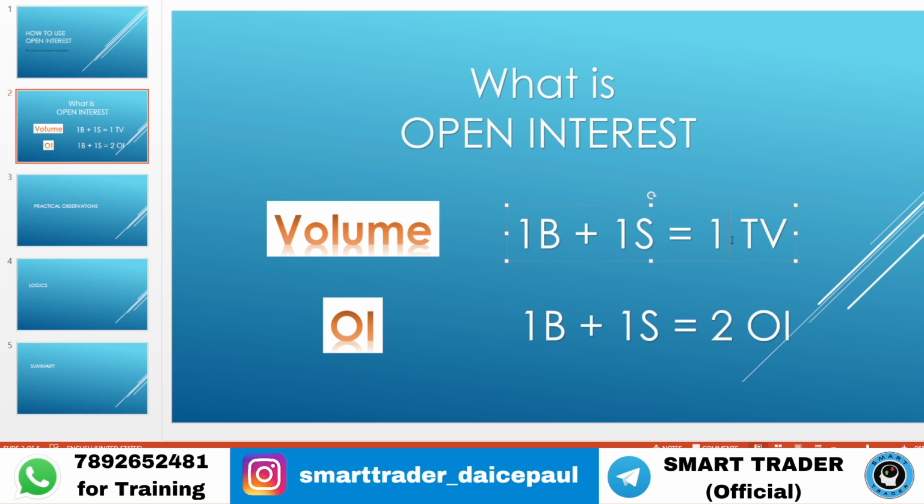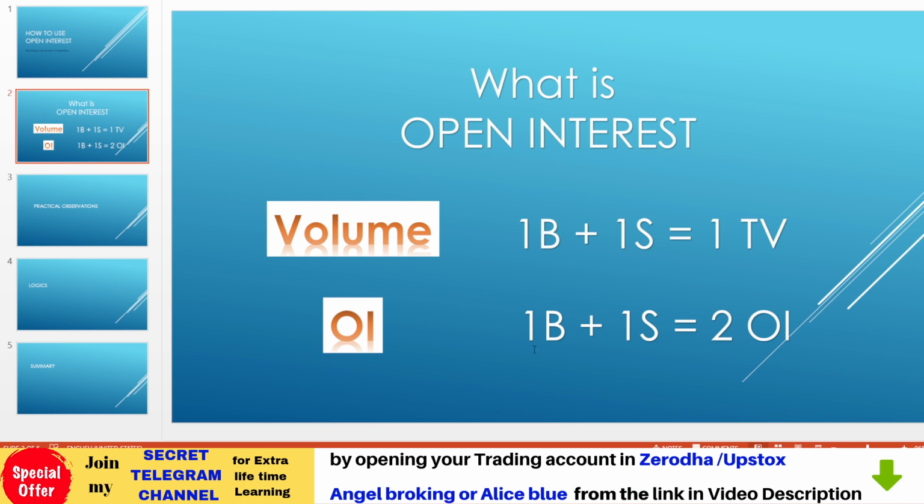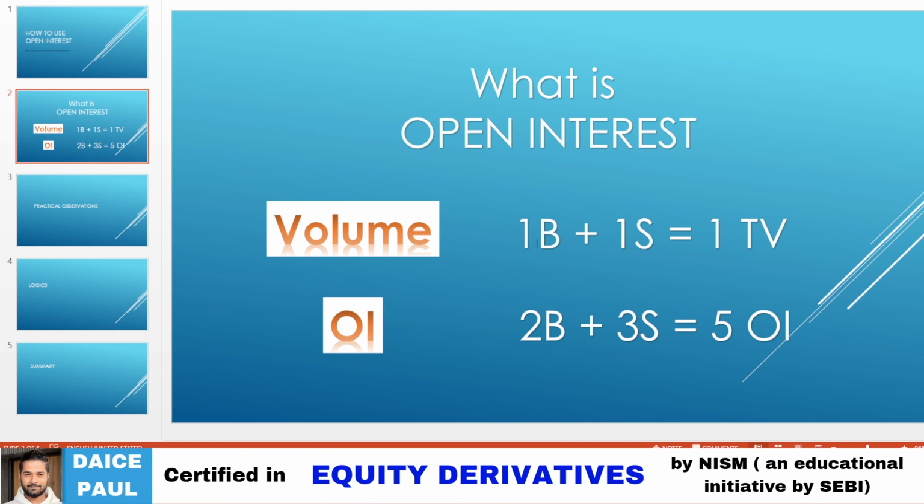So here traded volume is different, open interest is different. That's the reason I gave this simple example. Open interest is the number of contracts open. If somebody is buying, say 2 contracts are open, and someone is selling 3 contracts, then 2 plus 3, totally 5 contracts are open. Traded volume is not like that. If 2 people are buying and 2 people are selling, the traded volume is only 2.